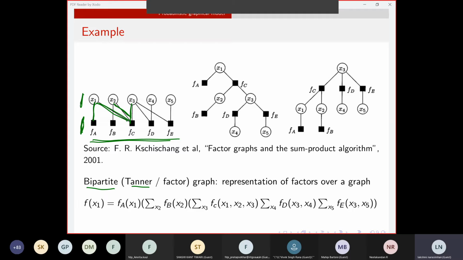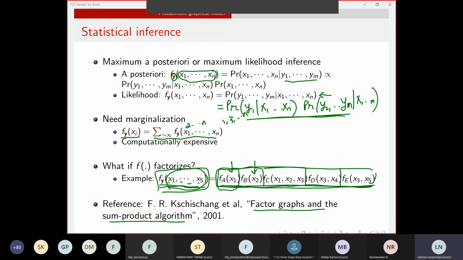Now, from this factor graph, we'll use what is known as the sum product algorithm to perform these marginalizations. Let's take an example. Let's take one particular variable, the variable x1. If I want to find out the variable x1, what do we need to do? We need to marginalize this function. That means I'll have to sum over x2 up to x5, all possible values of x2 to x5 in this function.